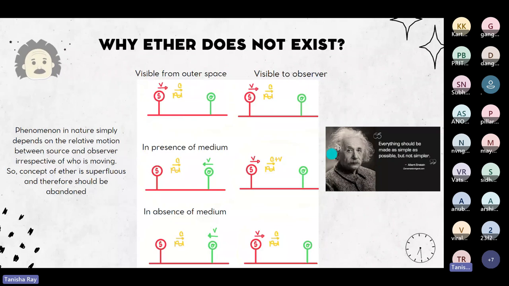And here his philosophy, that everything should be made as simple as possible and not simpler, comes to light, right? So that's how finally we had done away with ether. And this result also matched with the experiments. I mean, Michelson's and Morley's experiment, stellar aberration and everything. So it kind of got verified as well.